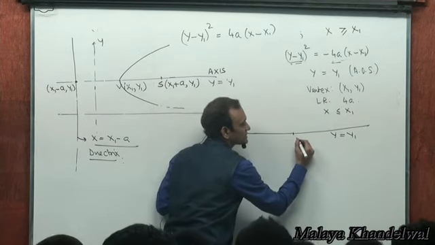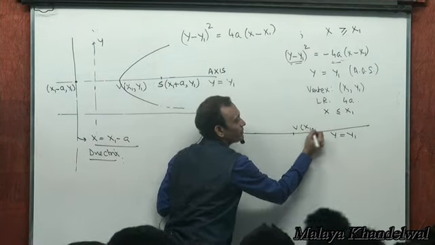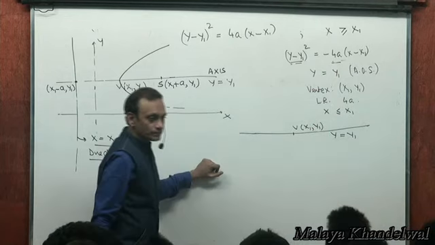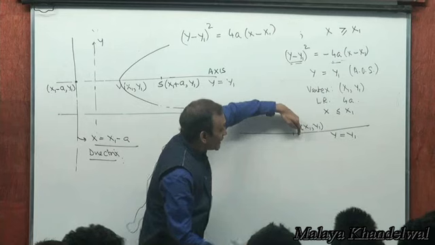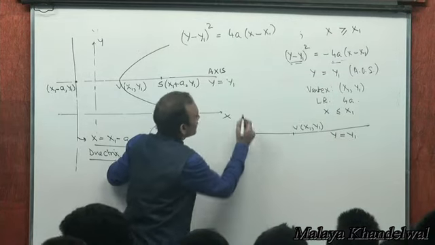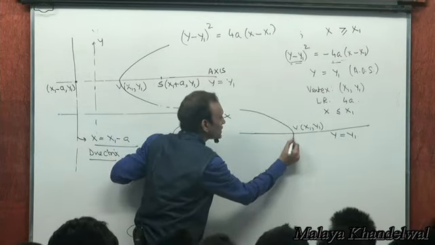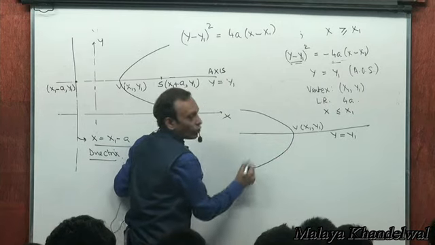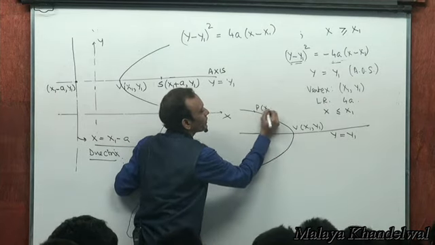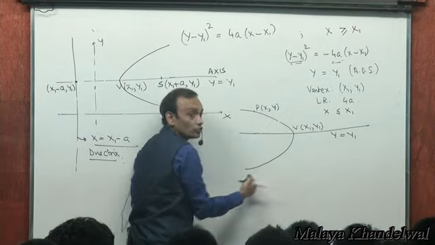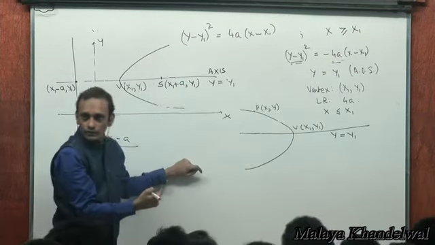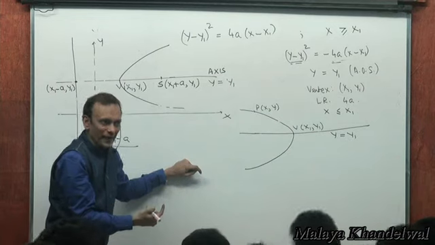The vertex is x1 comma y1, right? Any point on the parabola would have to be x less than or equal to x1, and if this is the axis of symmetry, then for all points P on the parabola, x would have to be less than or equal to x1. Therefore the parabola should be to the left of the vertex. This would be the state of the parabola.